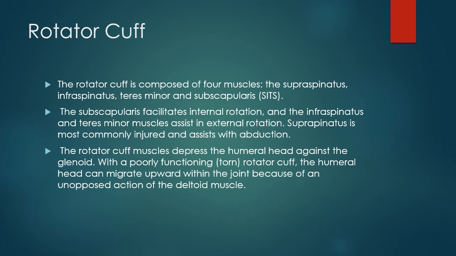So passing to our topic today, the rotator cuff of the shoulder is composed of four muscles: the supraspinatus, infraspinatus, teres minor, and subscapularis. The subscapularis usually is involved in internal rotation, the infraspinatus and teres minor in external rotation, and the supraspinatus in abduction, which is the most commonly injured tendon. The rotator cuff muscles usually depress the humeral head against the glenoid. So in cases of rotator cuff tear, the humeral head usually migrates upwards against the unopposed action of the deltoid muscle.